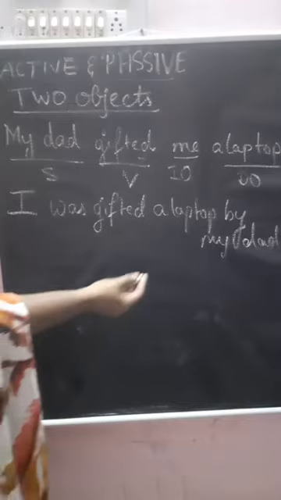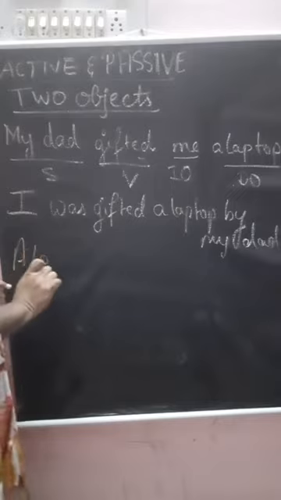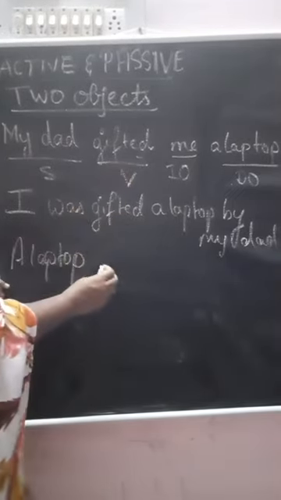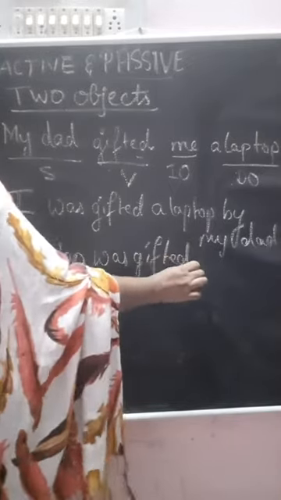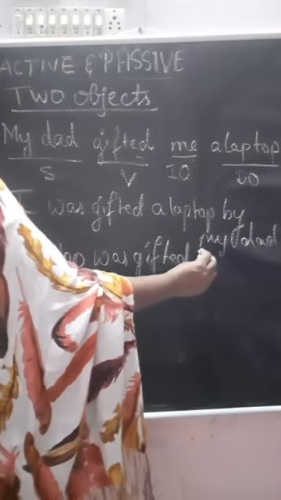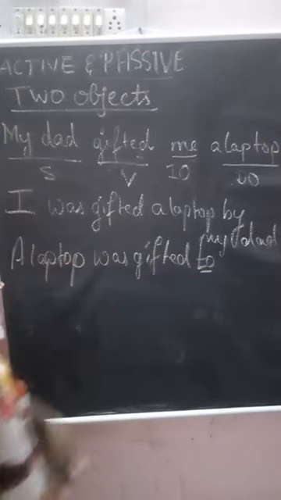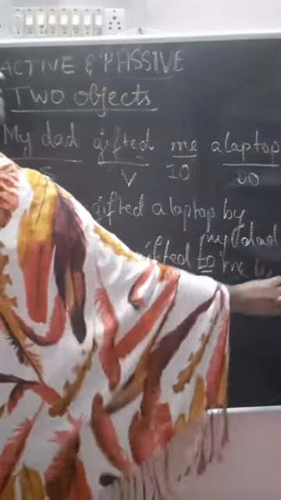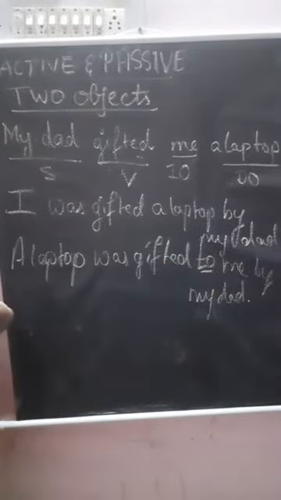So now let us take the direct object, a laptop. Laptop, same verb, isn't it? Past. A laptop was gifted. We have to introduce the preposition to. When we use that object, we have to introduce this to. A laptop was given to me by my dad. I think these examples will do. It's very easy.